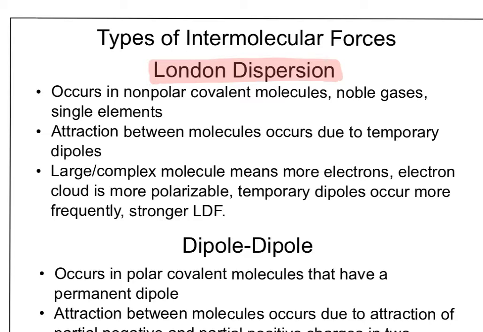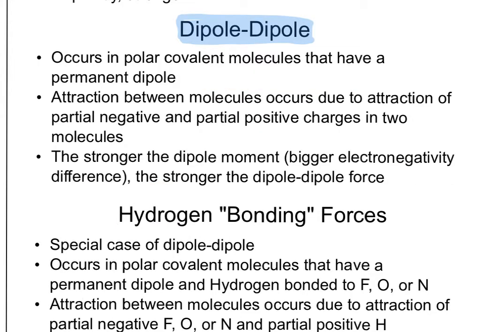If we have large complex molecules, that means they have more electrons, which means the electron cloud is more polarizable. That is a big buzzword, polarizable. It just basically means that the temporary dipoles occur more often when it's more polarizable, which results in stronger London dispersion forces.